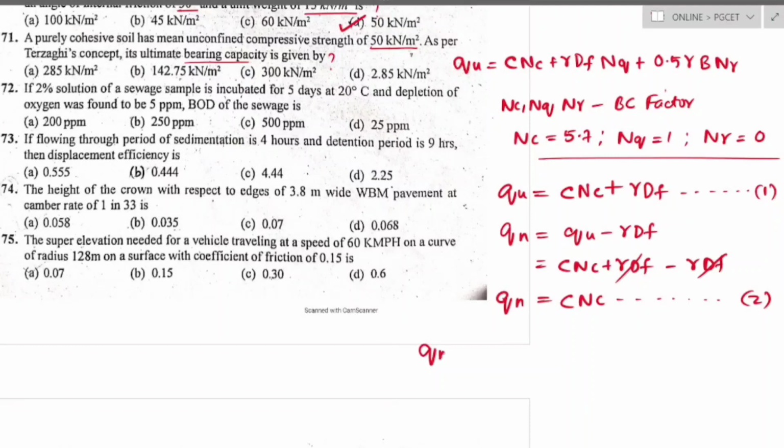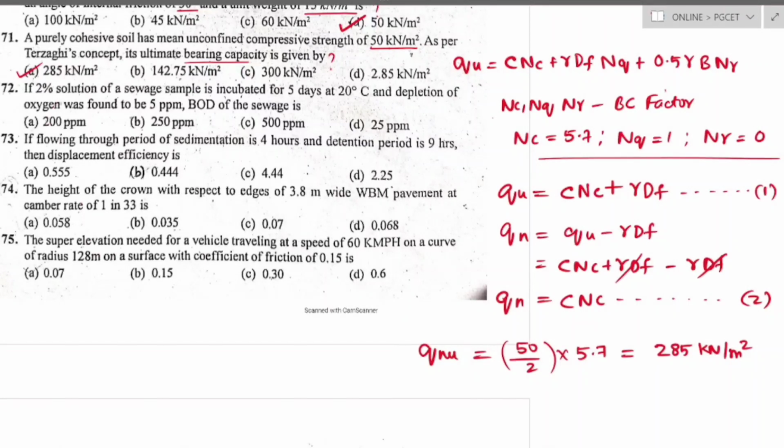Now we have to find the net ultimate bearing capacity. C is the cohesion of the soil, that is the compressive strength divided by 2. Therefore it is 50 by 2 multiplied by Nc. Nc, the bearing capacity factor for cohesive soil, is 5.7. Therefore you will get the answer as 285 kN per meter square. So option A is the right answer.